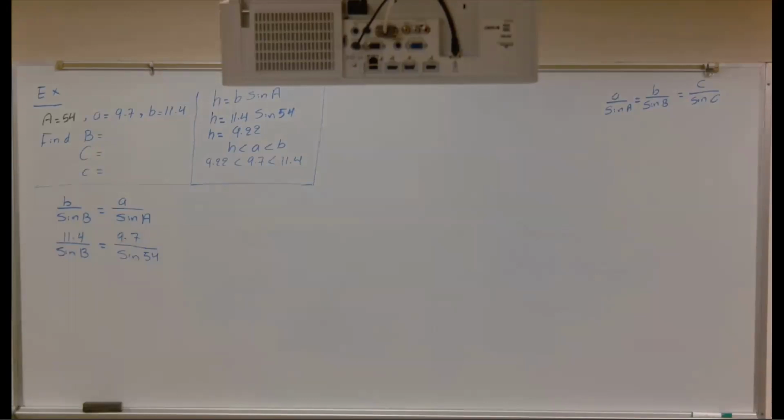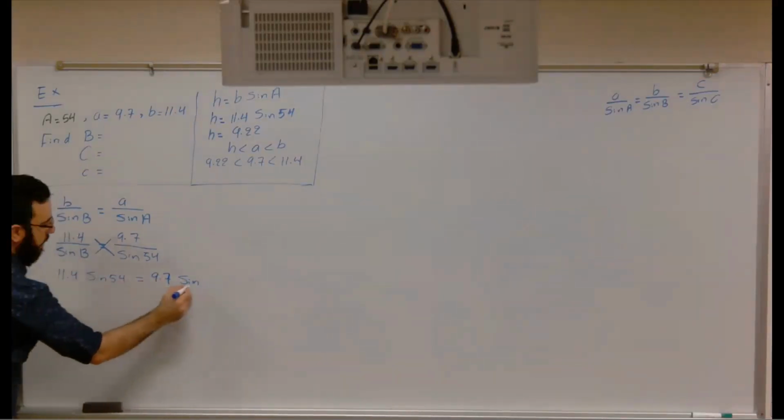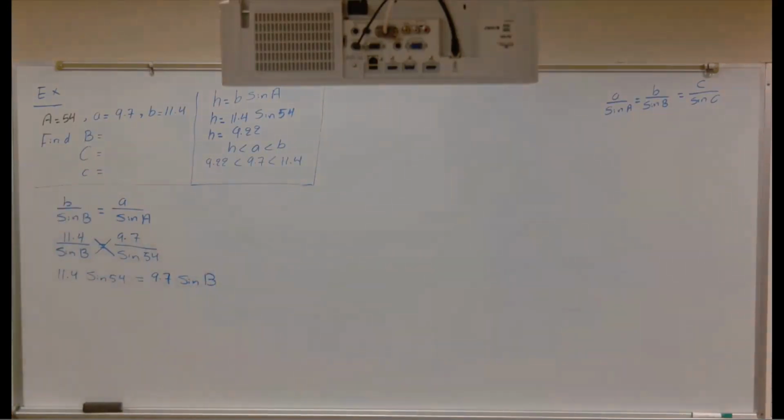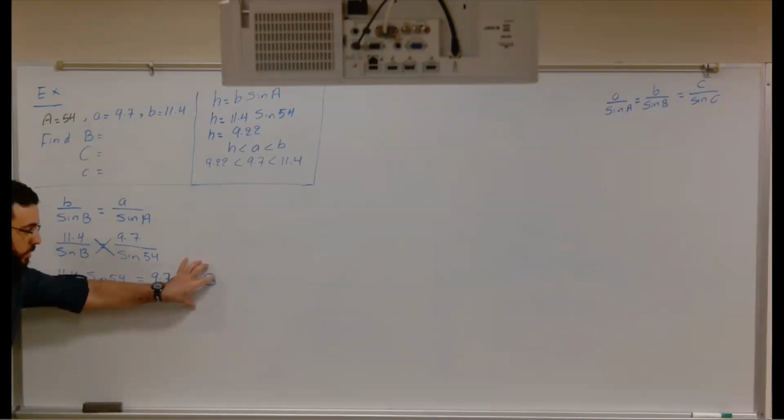Yes or no? Now let's check again. Cross product, so be careful here. 11.4 sine 54 equals 9.7 sine B. What do we need to find? Sine B, because B is the angle for the sine. So this is only one part.